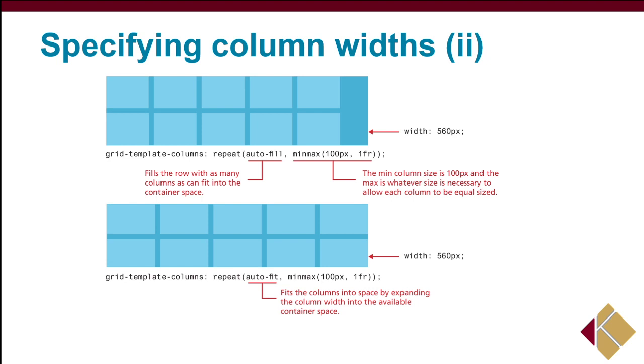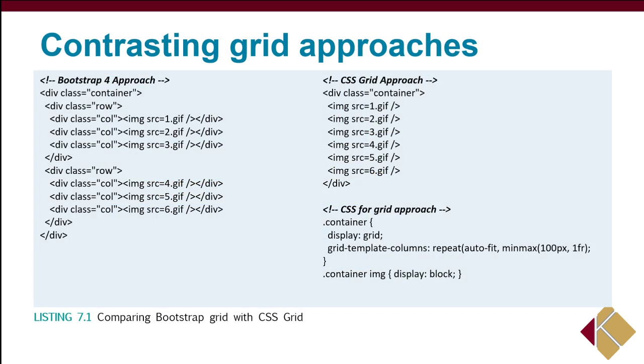So I believe that works out to being 112 pixels wide each. So it's a 560 width space. They need to be at least 100 pixels wide. 112 is what fits in there. And again, you've got to have repeat in there first. So these are just some examples of different grid structures and how they work.